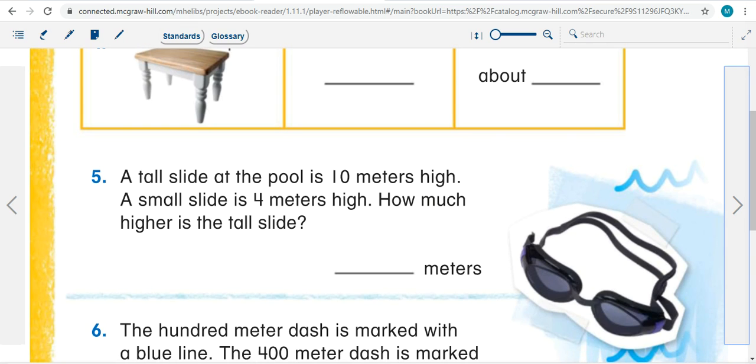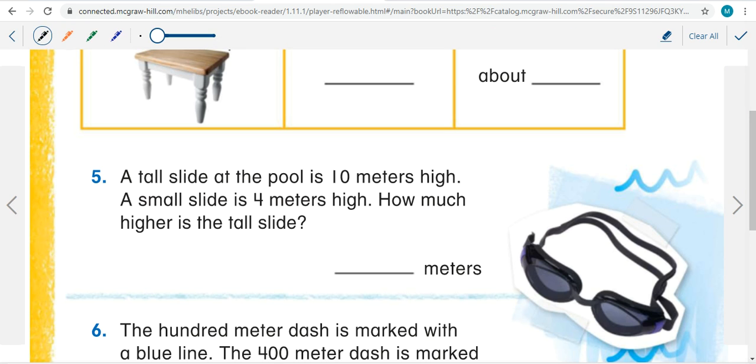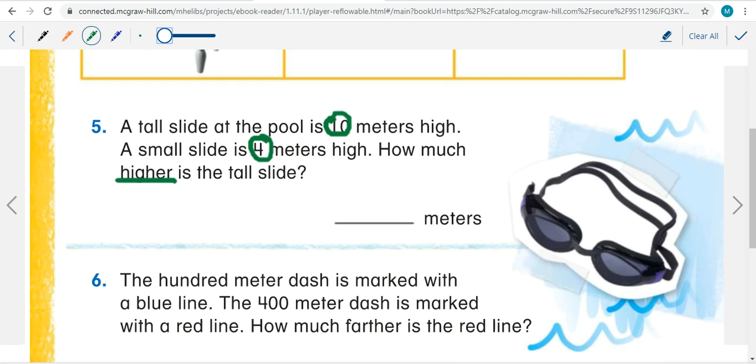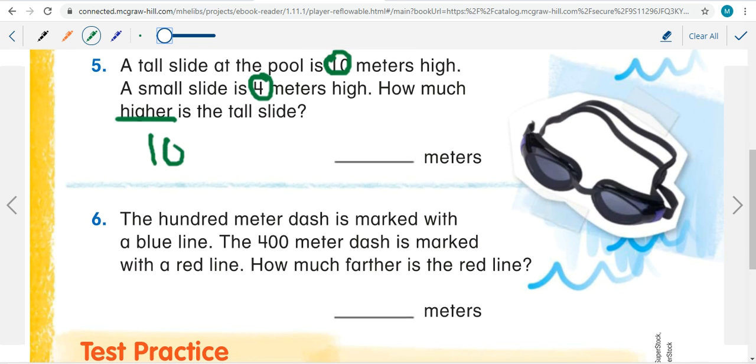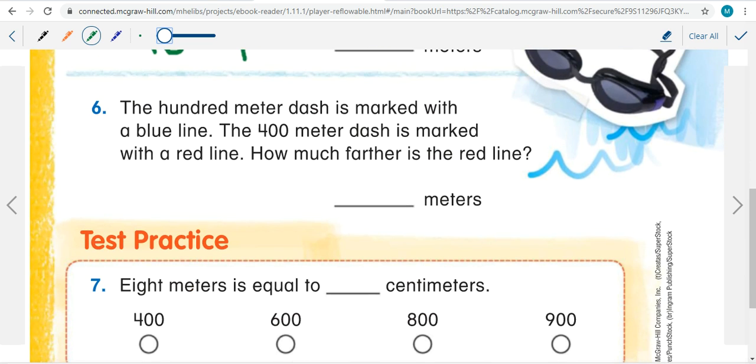Number 5, a tall slide at the pool is 10 meters high. A small slide is 4 meters high. High es alto. How much higher, we are going to compare two numbers, is the tall slide? So to find the difference, we need to subtract. 10 minus 4 equals 6. So the answer is 6.